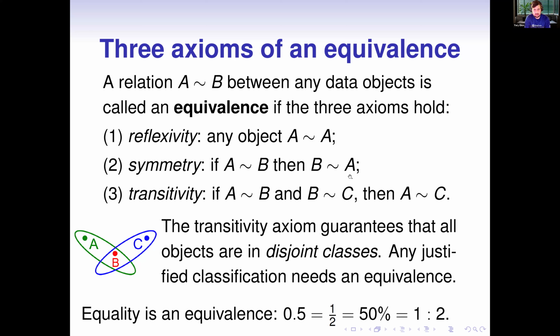and those three conditions guarantee that when we have this large set of objects, then we can put them into disjoint classes, and those classes don't overlap. So we have a large number of objects, and then they go into classes, and those three axioms guarantee that.